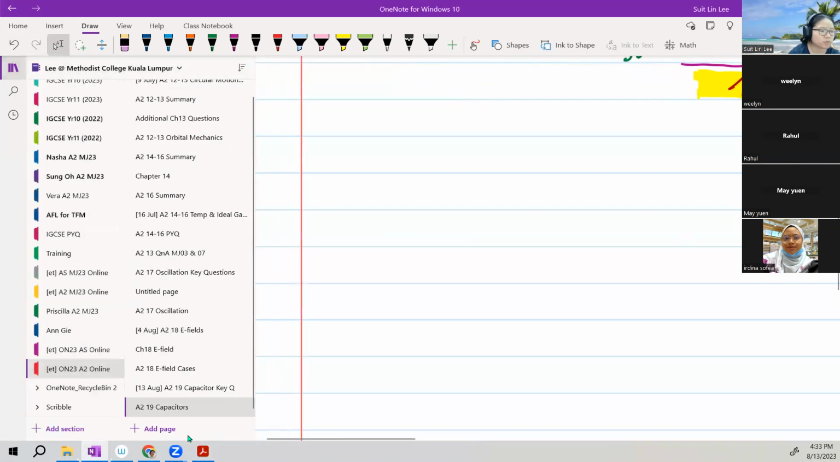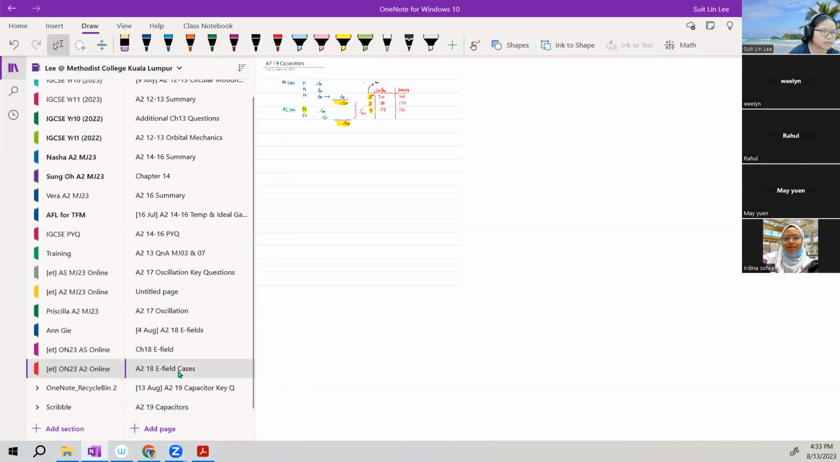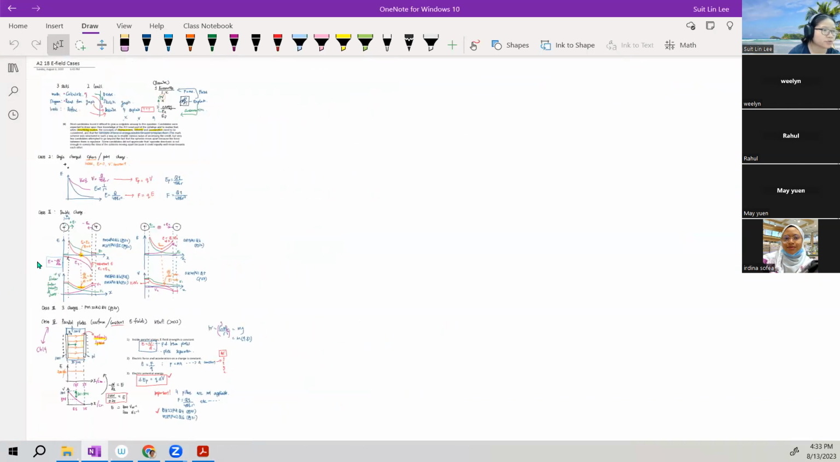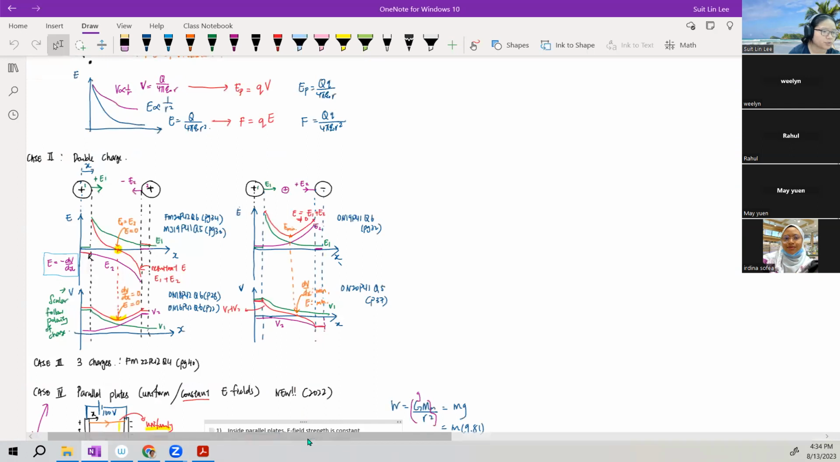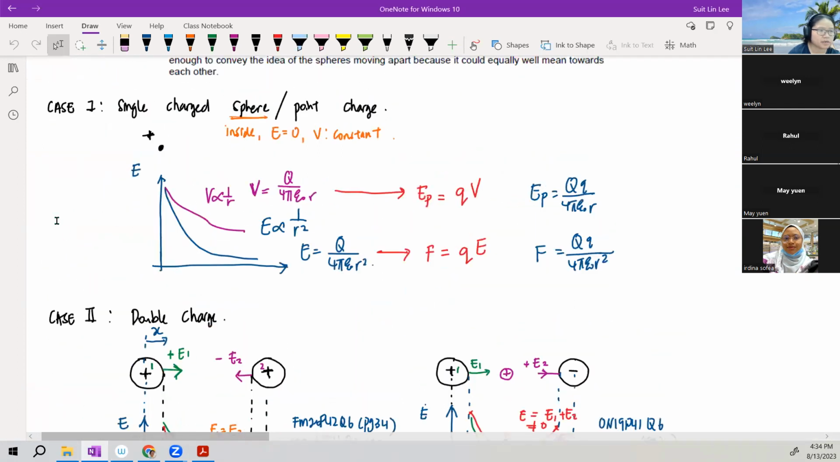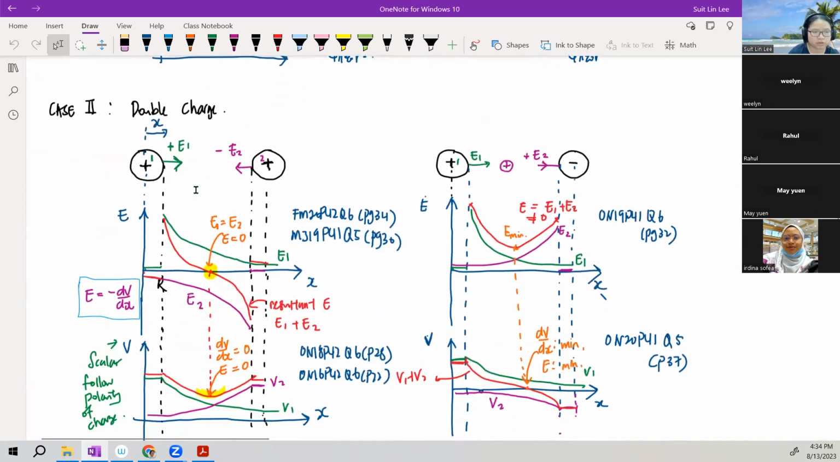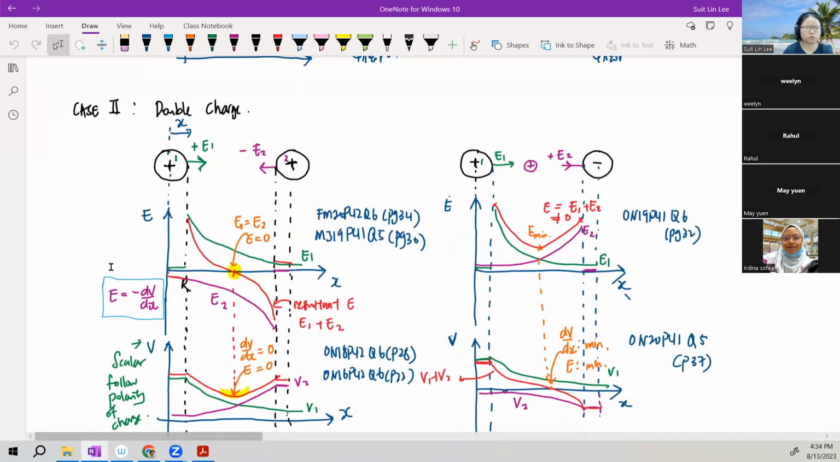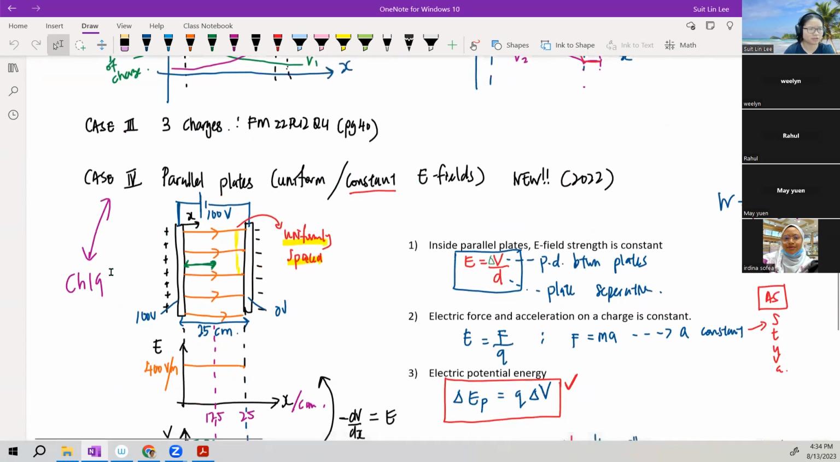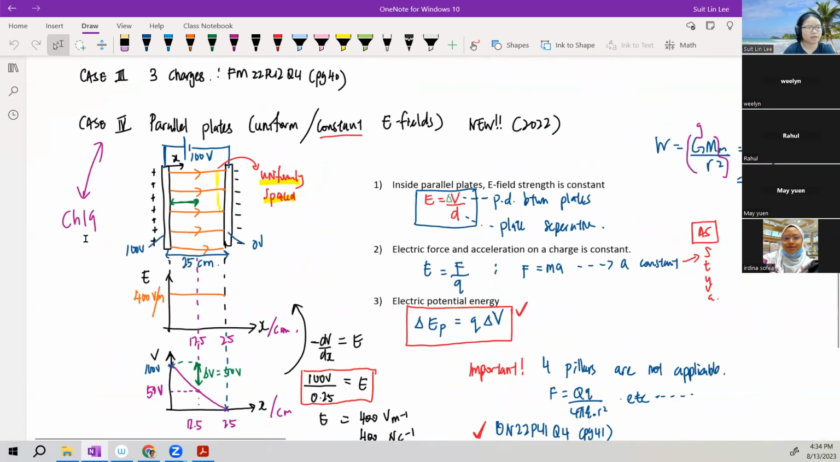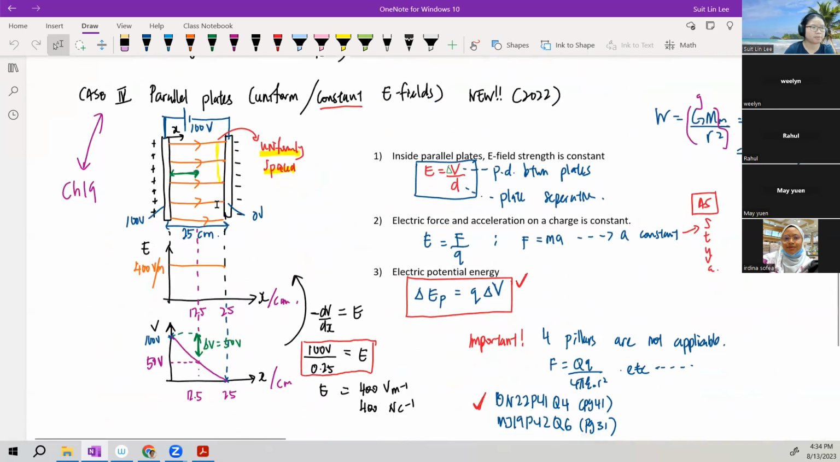So if you remember from the previous class, when we talk about the electric field cases, I've already explained that we looked at a single charge, double charge. Here are some questions to try. Since nobody asked me questions, I assume you're okay. If you haven't tried, it's not good to assume that you are not okay. So go try. It's okay to ask me belated questions. So case 4 is the one that is regarding parallel plates.